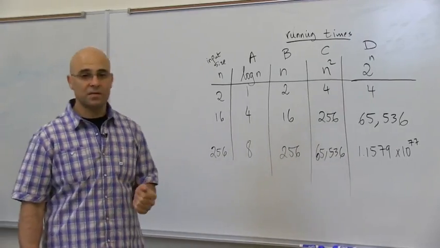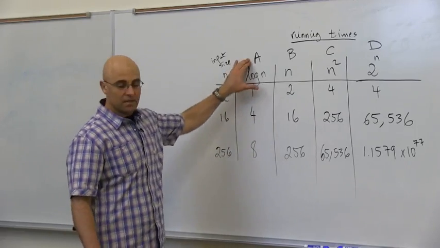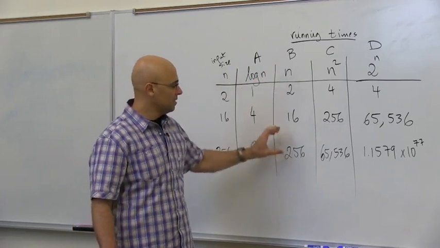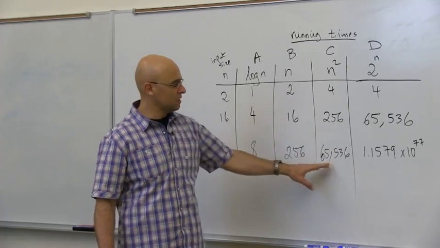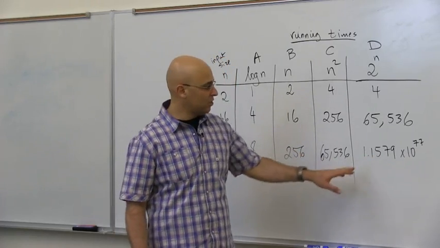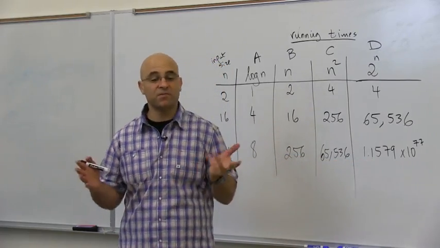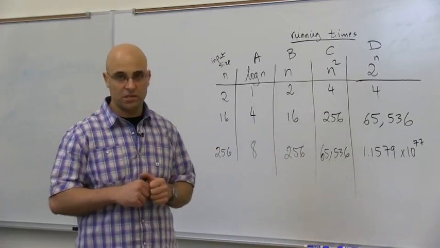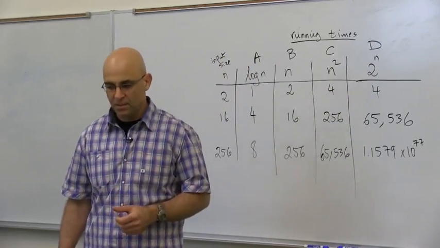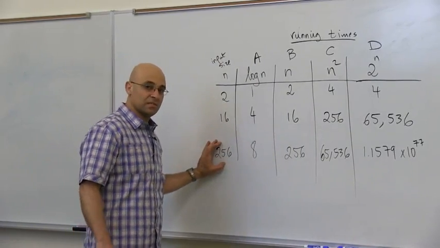Now let's look at the third input size of 256. We go to 256. Algorithm A performs on the order of 8 operations. Algorithm B performs on the order of 256 operations. C is going to take on the order of 65,000. Now algorithm D is going to take on the order of 10 to the 77 operations, whatever the name of that number is. I don't know if there is a name for such a number, but it's going to take on the order of 10 to the 77 operations. Okay? Now we start asking questions. Now input size is 256.